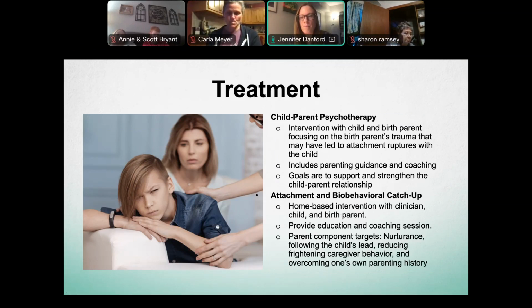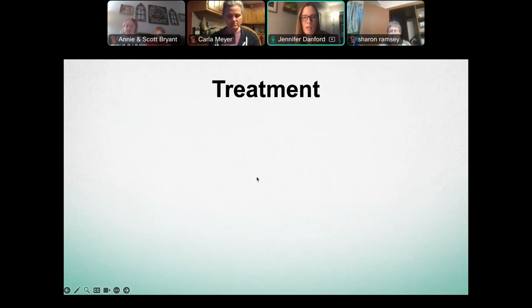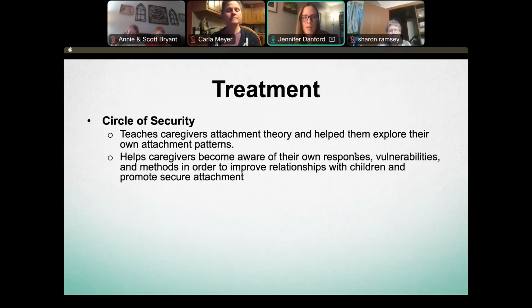There's one called attachment and biobehavioral catch-up. This is a home-based intervention, so actually in the home, again, there's education and coaching. And then there are targets involved, which is nurturance, following the child's lead, reducing frightening caregiver behavior, and then also helping the parent overcome some of their stuff. Circle of Security teaches caregivers attachment theory, so it's educational. And then it helps caregivers become aware of their own responses when our kids are struggling.